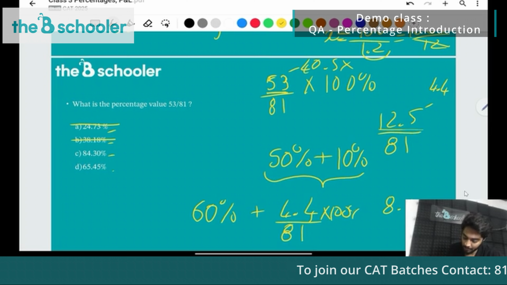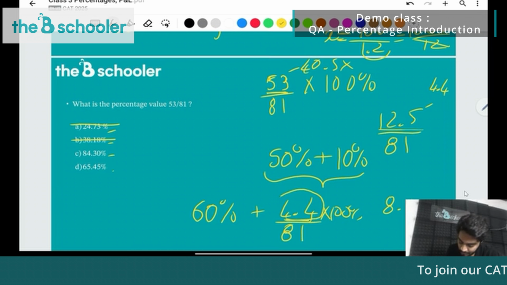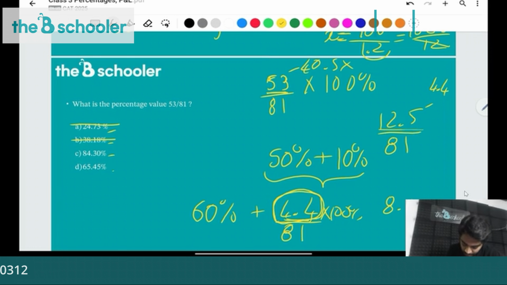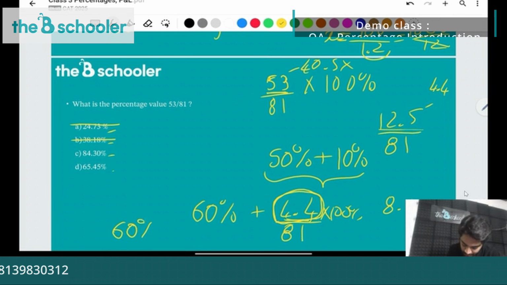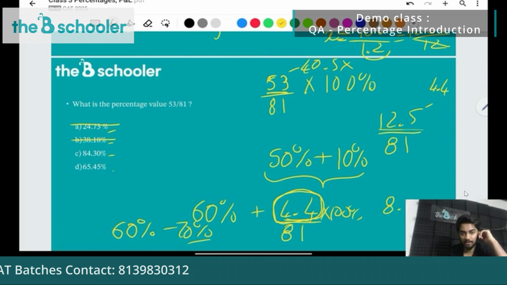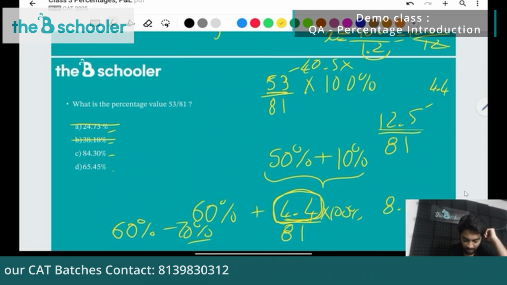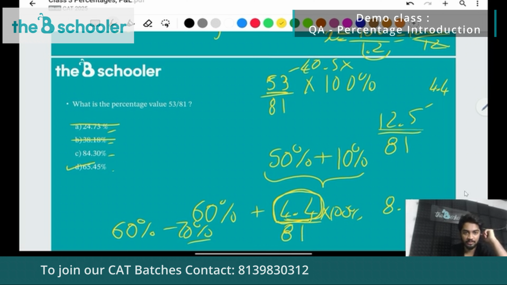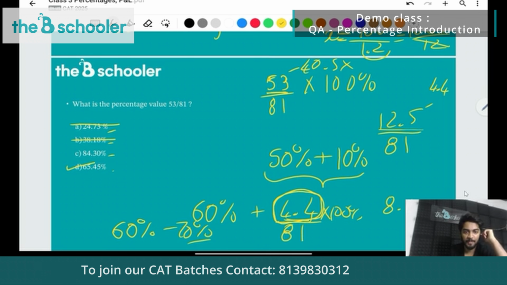Again, if you see 4.4, you know that 10% of 81 is 8.1. But do you have 8.1 in this? Do you have 8.1? No, you don't have that much, it is only 4.4. That means you know your answer is going to be between 60% and 70%. Clear? Now, do you have to find the exact value? You don't have to. If you look at the options, you have only one option which is between 60% and 70%, and you can mark it. Clear?